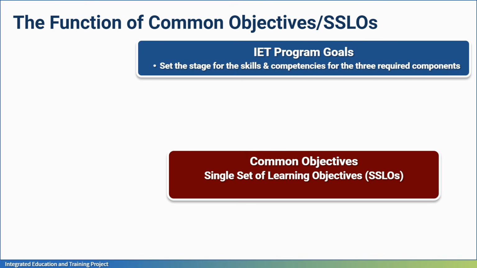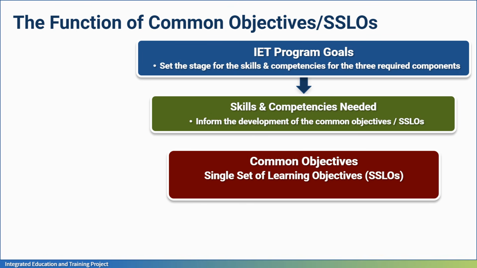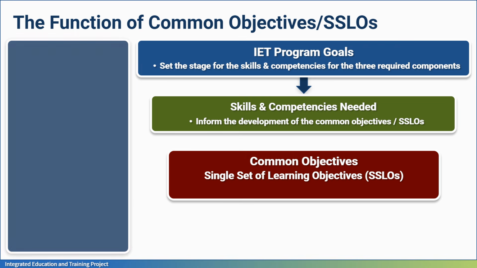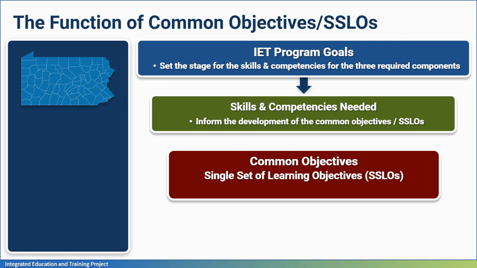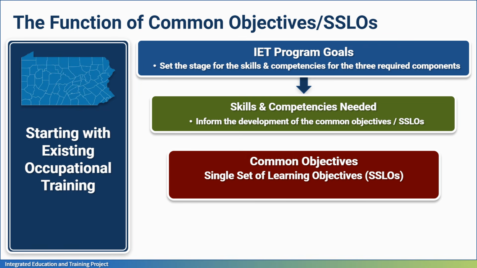The objectives should align to the IET program goals and set the stage for the skills and competencies that are required for all three components of the IET. It is common practice in Pennsylvania to start with the existing occupational training curriculum and use that to inform the development of the common objectives, which then combine to form the single set of learning objectives.